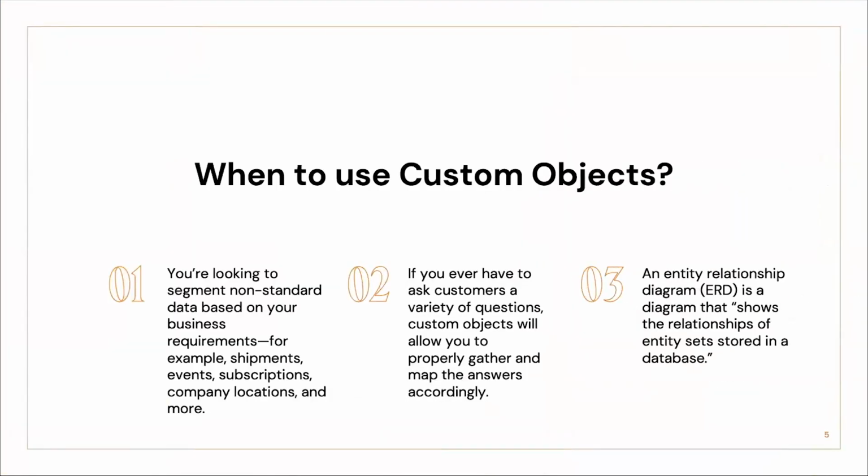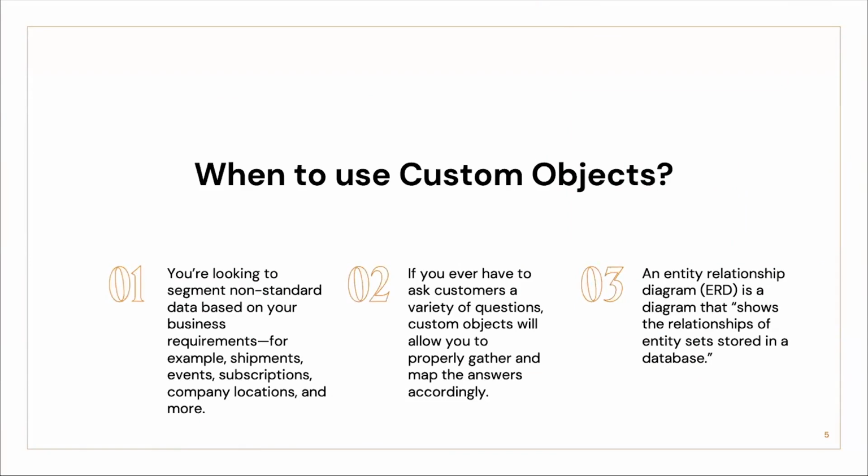So when do we use custom objects, or how can we use them? Well, there are three different ways you can think about using them. Firstly, when you're looking to segment non-standard data based on your business requirements. For example, you might have specific data that you want to capture within the CRM, like shipments, events, subscriptions, company locations, etc., even types of products. So this is where custom objects can help you create that specific data point within your CRM.